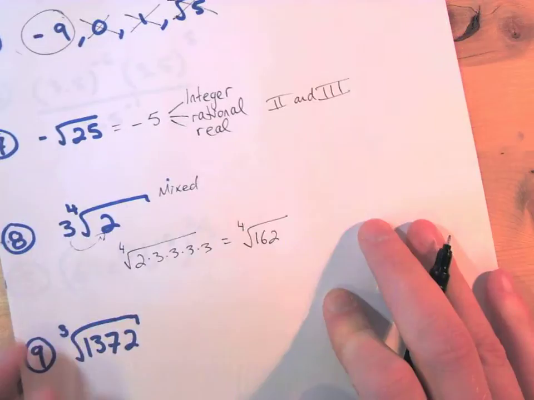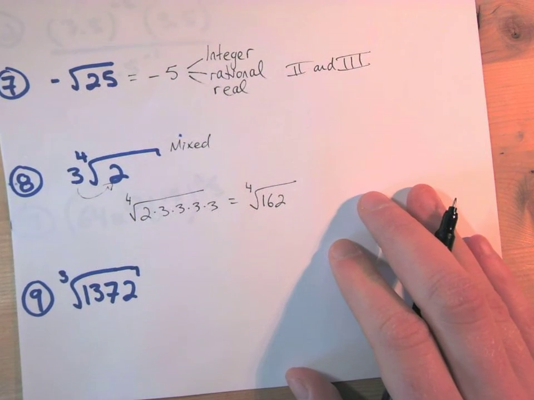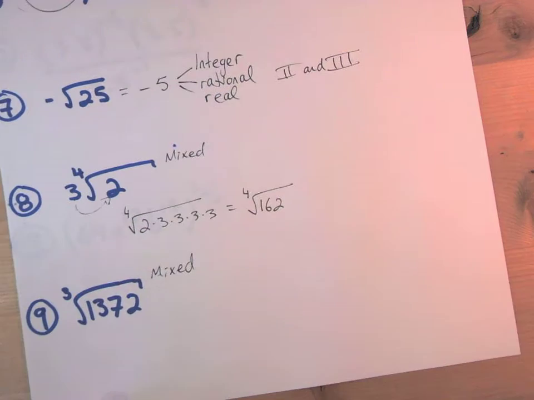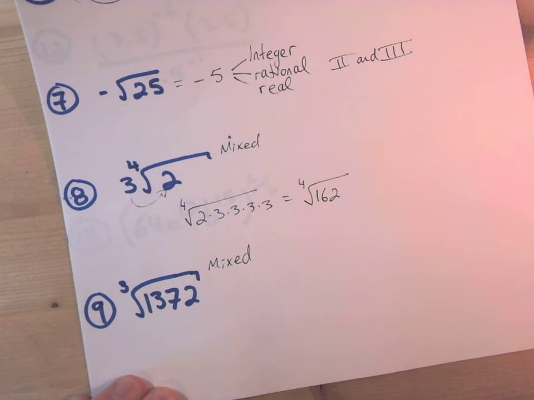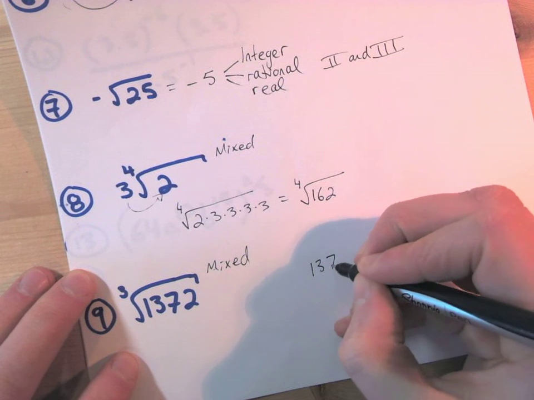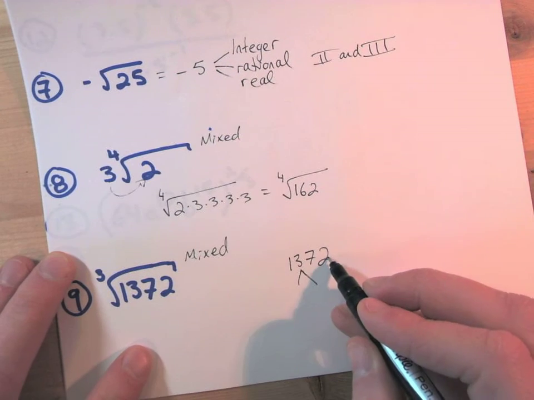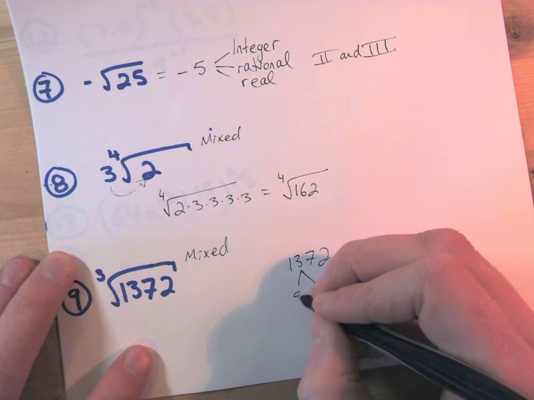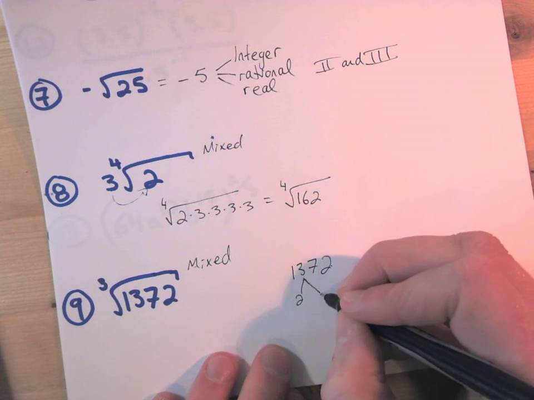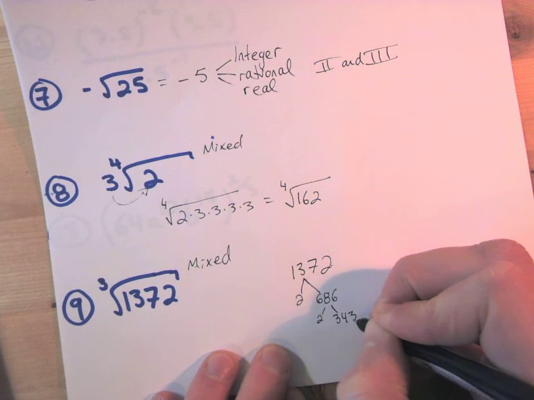Okay, number 9. We have cube root of 1372. It says write it in simplest form, or that just means change it to a mixed form. So we need a number in the front. 1372, that one's a big number, so I'm going to prime factorize it so I'm able to take something out. I see a 2 there, so I know a 2 can divide into there. So let's go 1372 divided by 2, and I get 686. I know I can take a 2 out again, and that'll give me a 343.